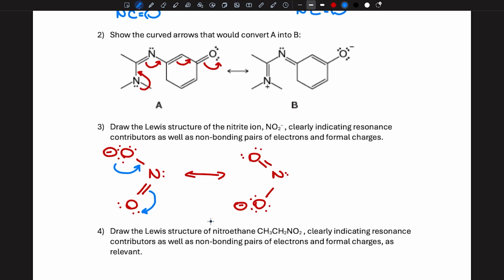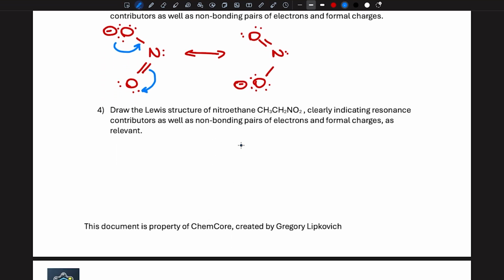The next question is a similar concept, except we're drawing nitroethane. And why do I think it's a similar concept? Well, it's literally the same substituent, right? We have the N, and then we're going to have this group. Okay? So we're going to have a negatively charged oxygen, a lone pair over here. Now the interesting thing here is that our total nitroethane does not have a formal charge. There's a net charge of 0.